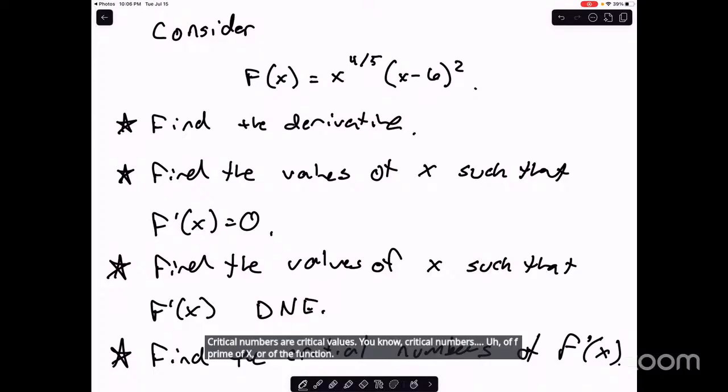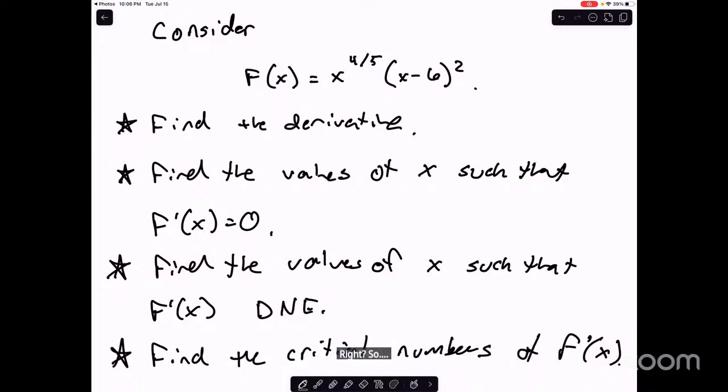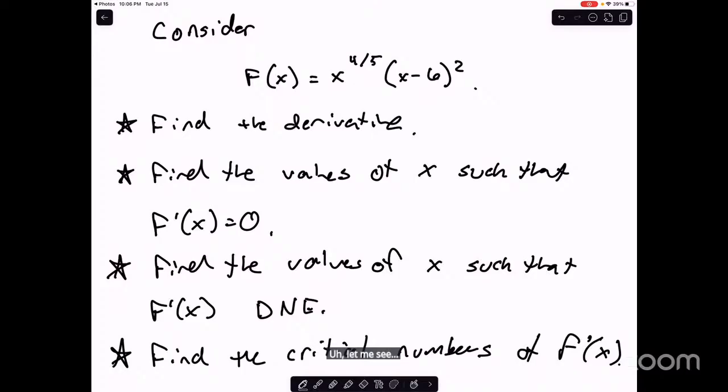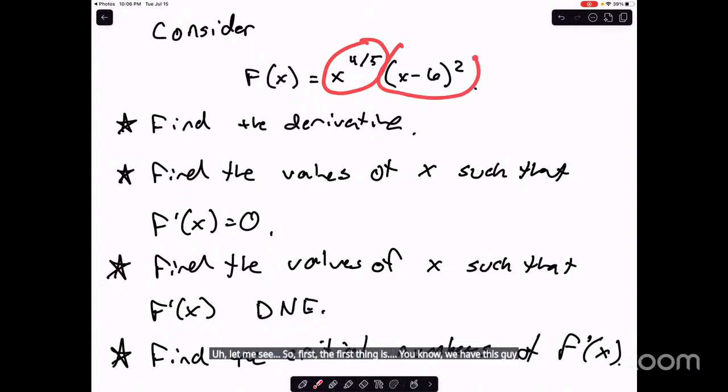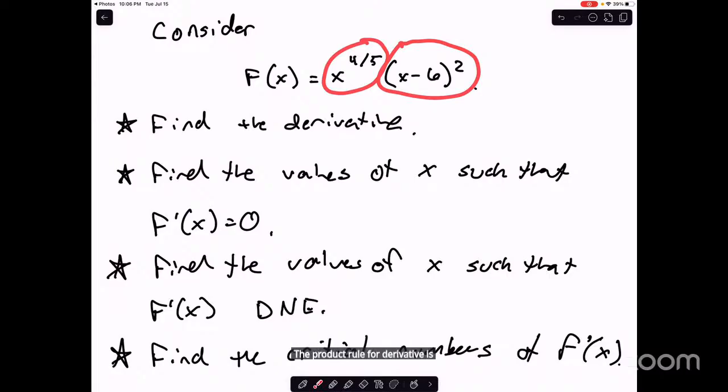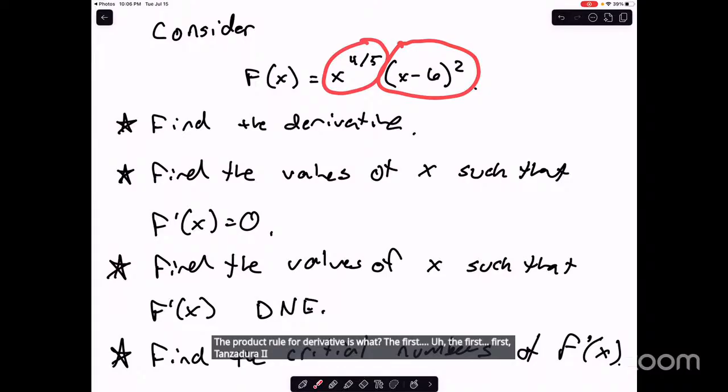All right, so with that first one, we're going to find the derivative. There's about 2 or 3 different techniques at play. It's kind of a loaded question. So the first thing is, we have this guy times this guy, so that means we would use the product rule when we're taking the derivative. The product rule for derivative is: the first times the derivative of the second plus the second times the derivative of the first.